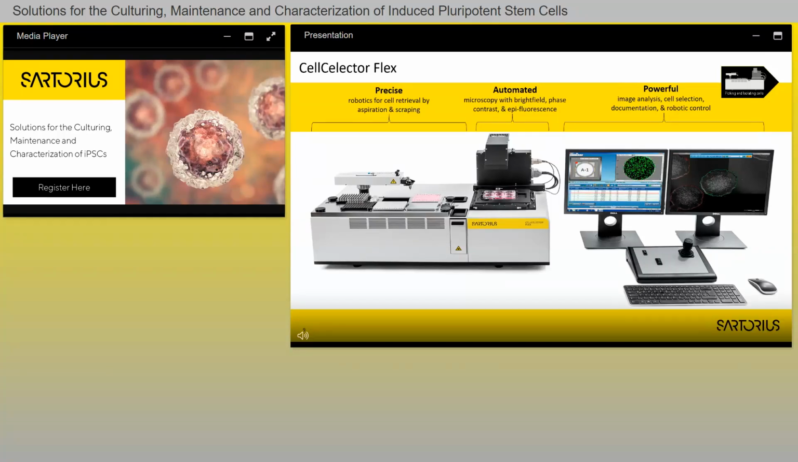And the system itself is very powerful. We can analyze images, use those to select cells of our choosing, document any images taken throughout the picking process. And we also have the robotic control through the computer itself. So you can set up automated picking systems of specific cell types based on their characteristics, and then leave the system to go away and do all of that picking for you.